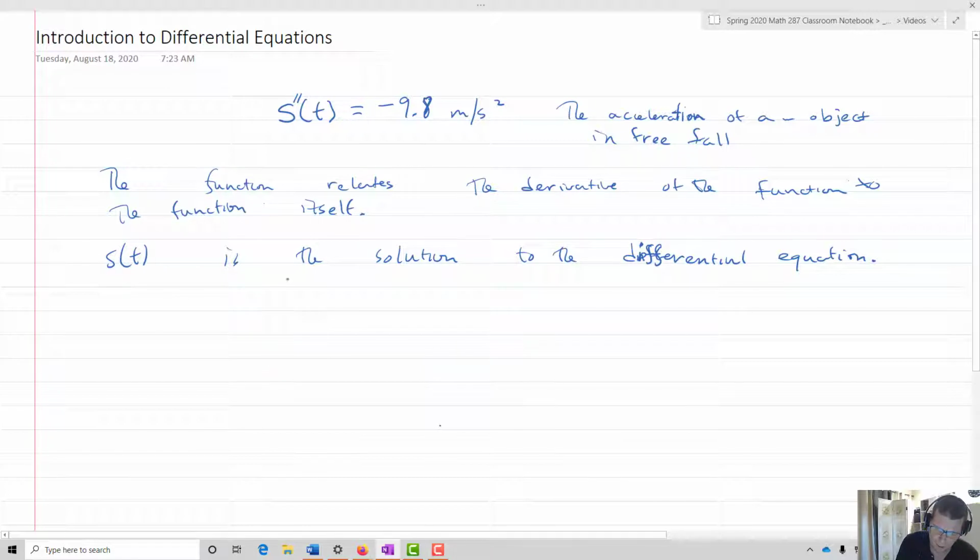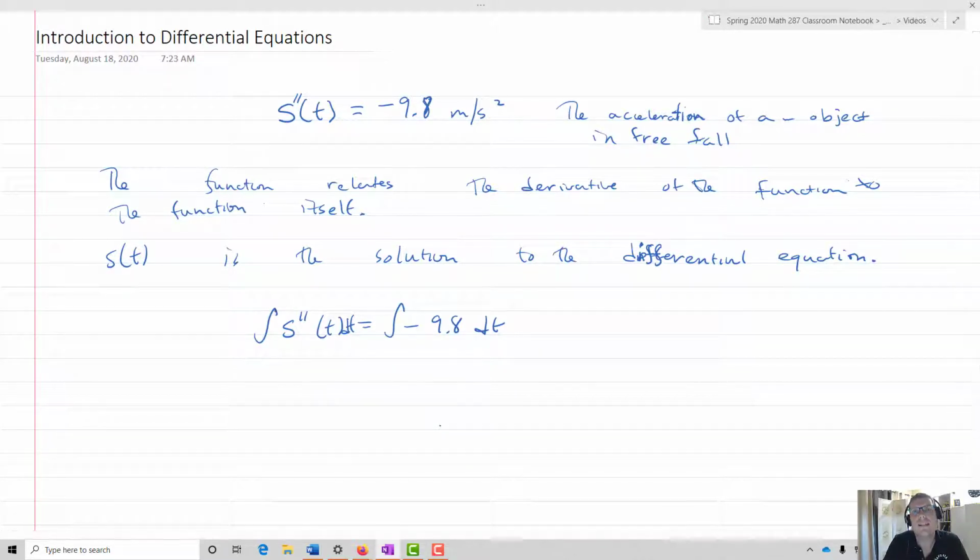Now, we already know how to find our position function if we're given the acceleration of the object. So we take s double prime of t equals negative 9.8, and then we take the integral of both sides. Everything that we're going to do in our differential equations class is basically going to be ways in which we can get both sides to be integrable. At some point we're going to need to be able to do that, because that's how you solve differential equations. Every method that we're going to use is intended to find a way to integrate both sides of the differential equation.